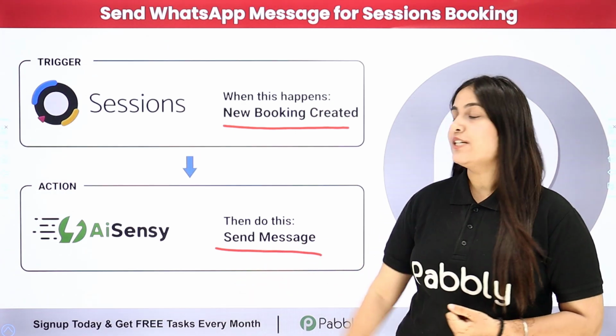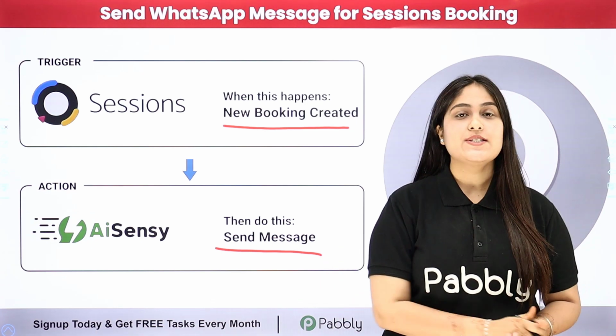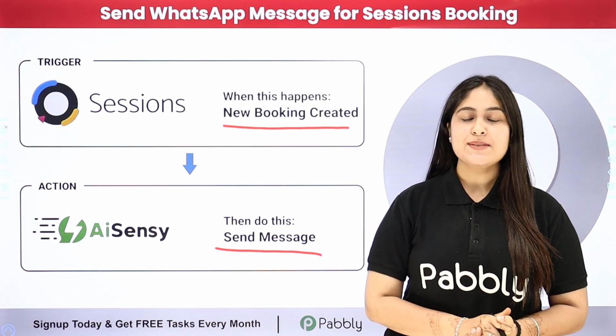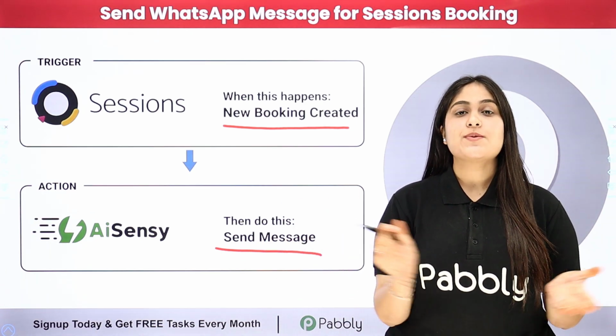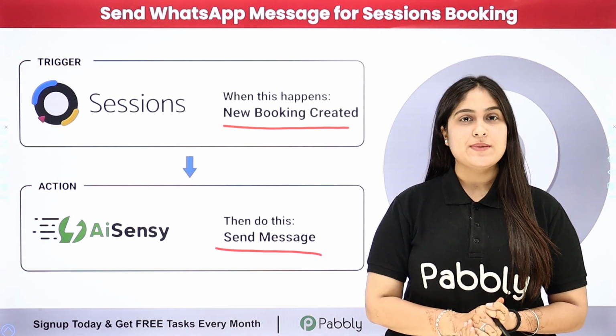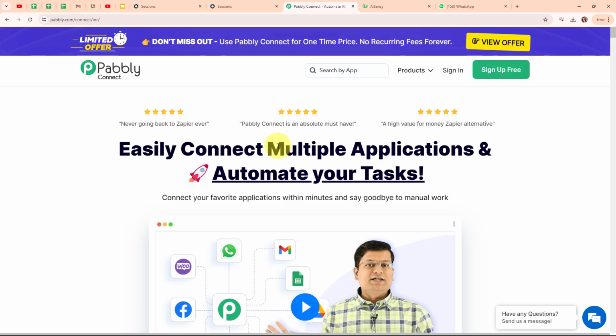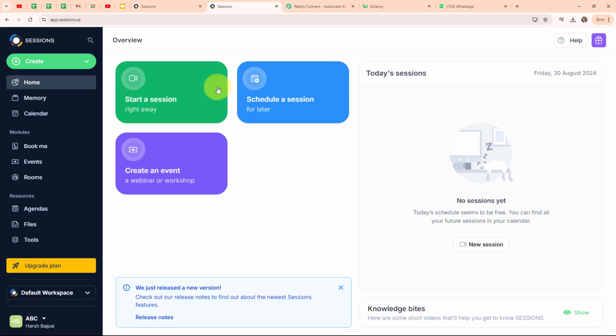To build this connection, I need to connect these applications using an automation software named Pabbly Connect. To learn this process step by step, let me take you to my screen. Welcome to my screen. In this video, we are going to understand how to send WhatsApp messages for sessions.us booking. As I've already mentioned, I run an academy and I use sessions.us to schedule appointments with my clients. To ensure that they don't miss their sessions, I want to send them quick confirmations.